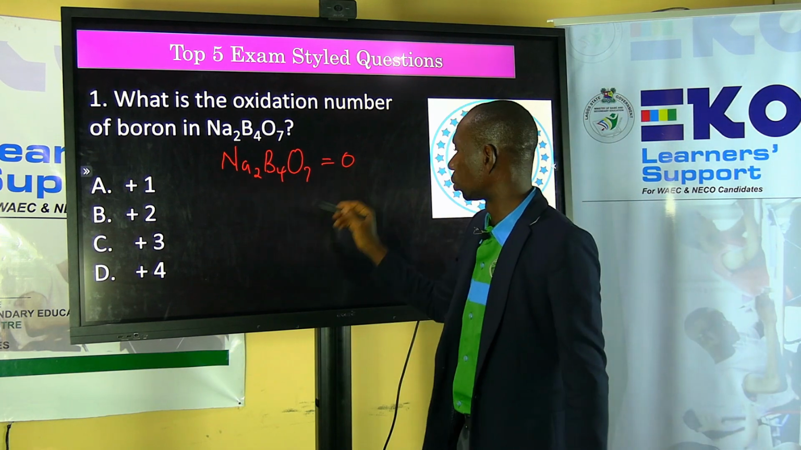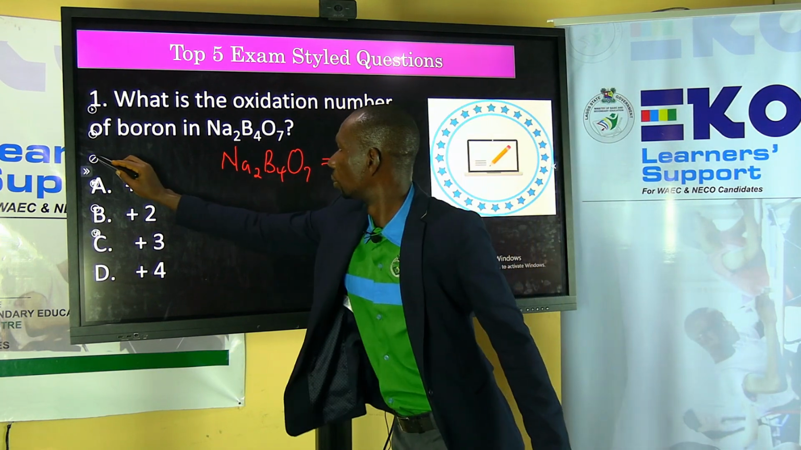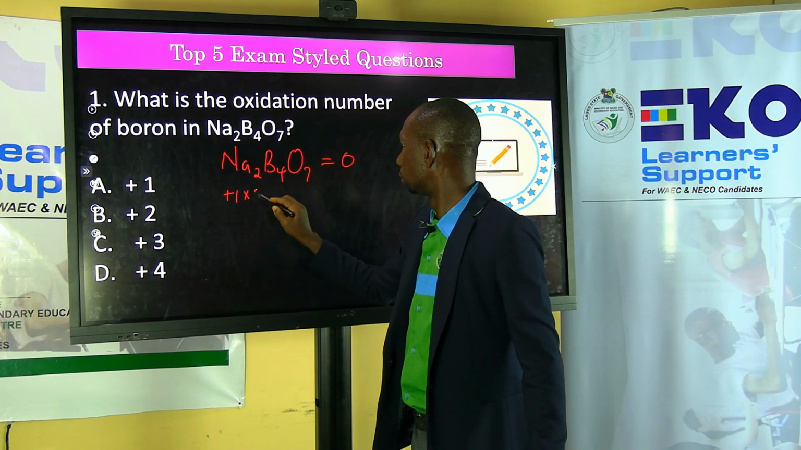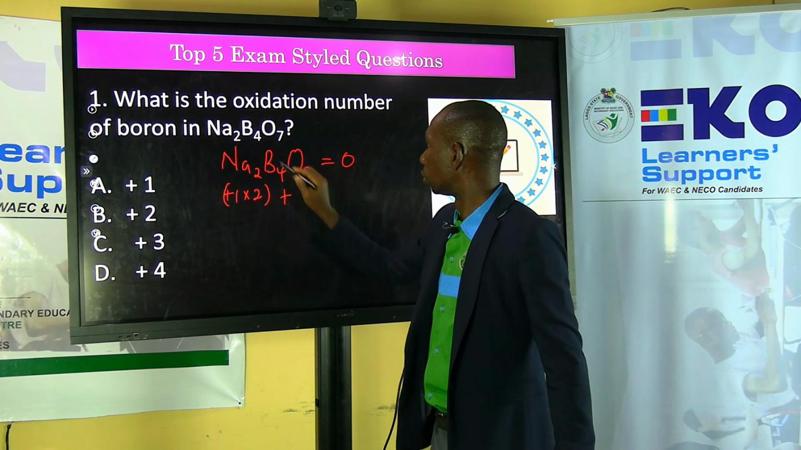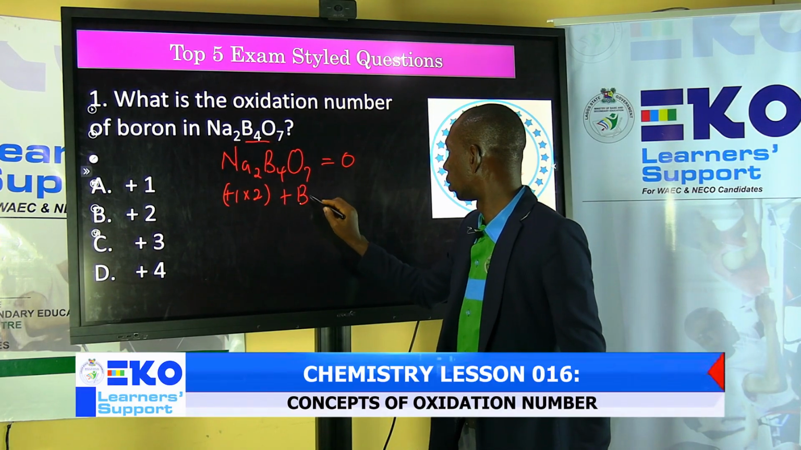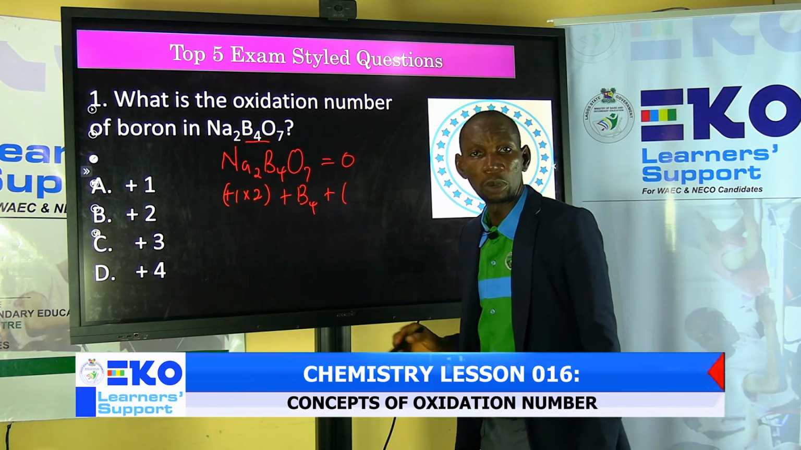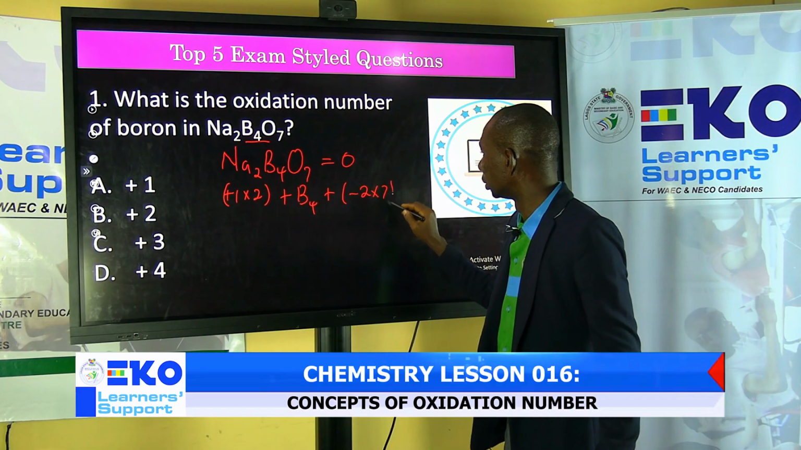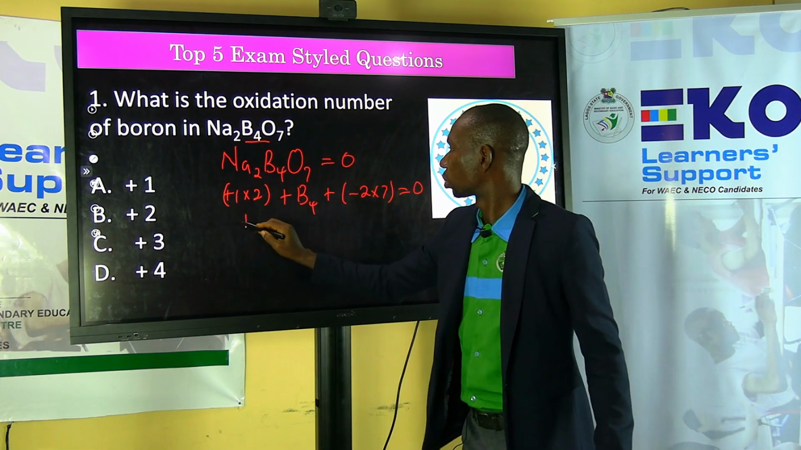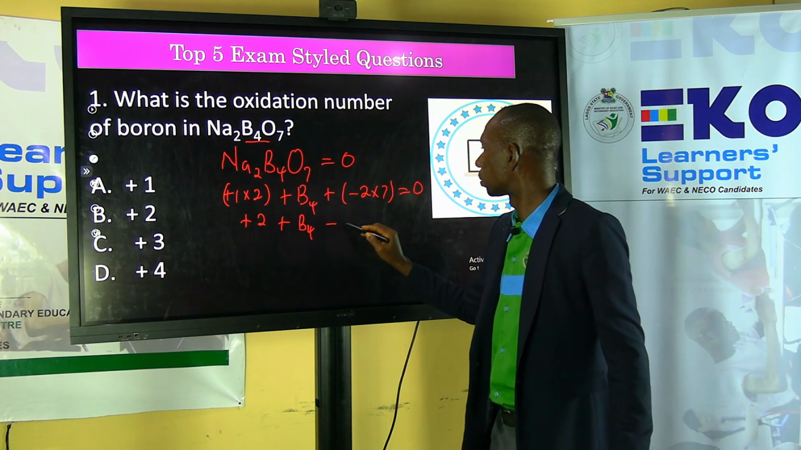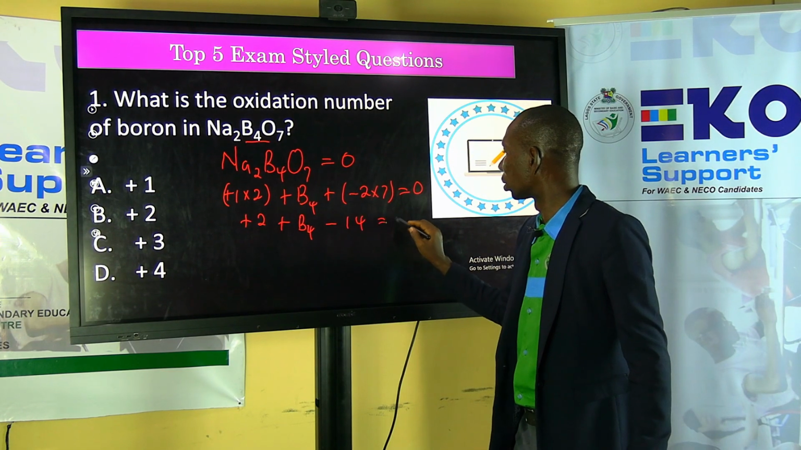So let's move to the question that we are working on. This is a compound, so that equals 0. So your sodium is plus 1 times 2 of them. You have to find the oxidation state of boron. So plus B4, plus the oxidation number of oxygen, which is what? Minus 2, of course. Minus 2 times 7 equals 0. Plus 1 times 2, plus 2, plus B4, plus minus 2 times 7, 14, equals 0.